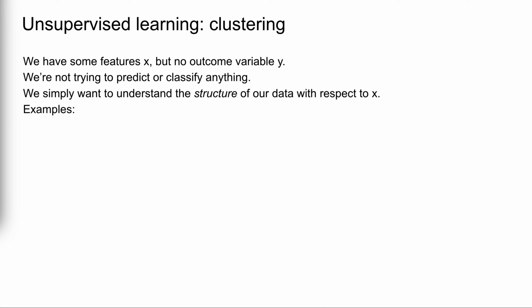In general, we do unsupervised learning when we have some features or variables x, but no particular outcome or response variable y. Mainly, we're not trying to predict or classify anything. We're simply trying to understand the structure of our data with respect to x. Consider some examples.